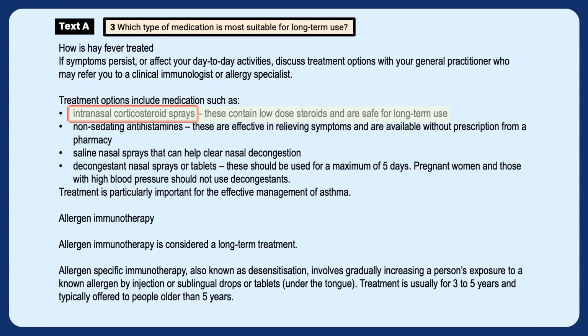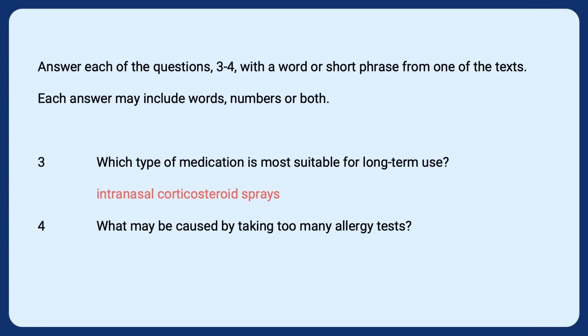Step 3 asks us to read carefully to find the particular word or short phrase to answer the question. So the answer here would be intranasal corticosteroid sprays. Don't be fooled by the phrase, these contain low-dose steroids. OET Reading Part A often contains little nearby phrases that are designed to distract you from the real answer. And I would write the exact phrase from the text as my answer, intranasal corticosteroid sprays, making sure that I spell the words the same and also get things like the plural noun correct. It's sprays with an S, not spray, singular.